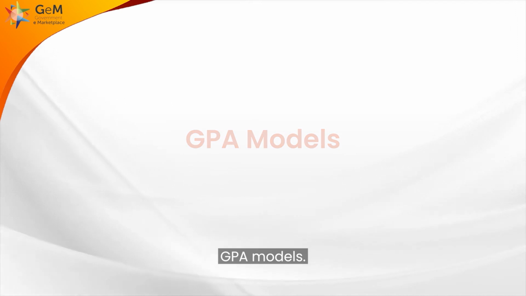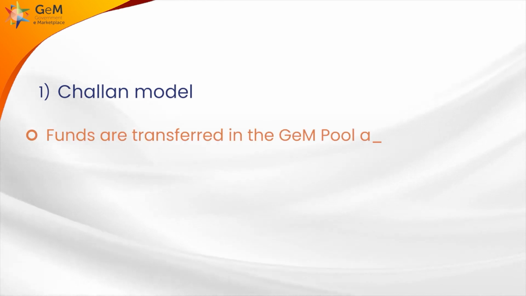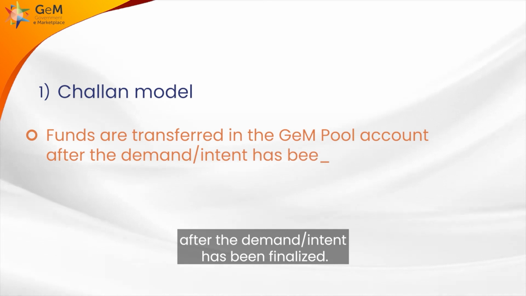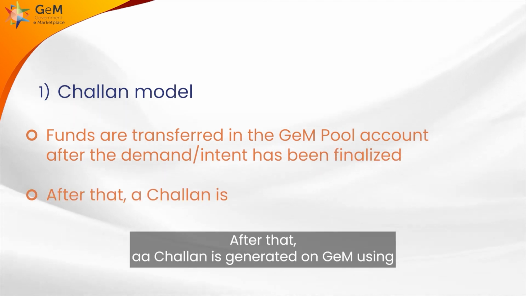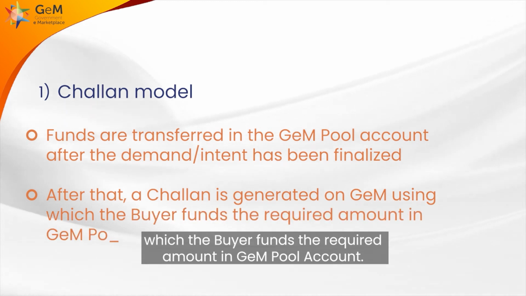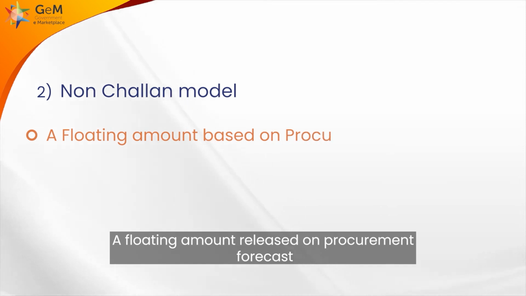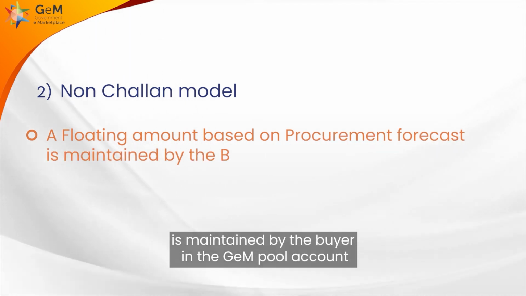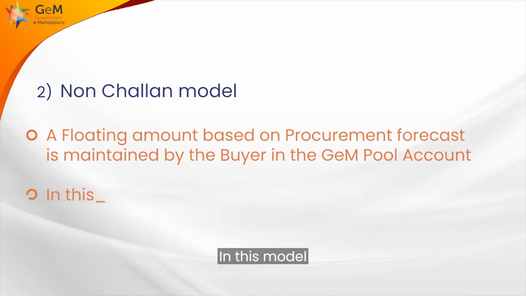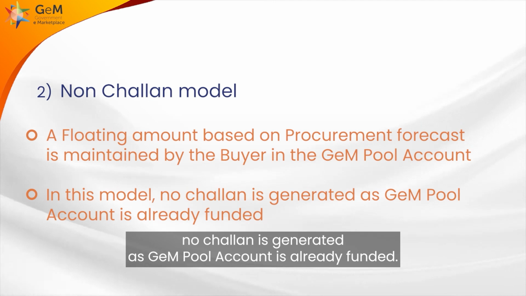GPA models. GPA has two models. 1. Challan model. Funds are transferred into the Gem Pool account after the demand or intent has been finalized. After that, a challan is generated on GEM, using which the buyer funds the required amount in the Gem Pool account. 2. Non-challan model. A floating amount released on procurement forecast is maintained by the buyer in the Gem Pool account. In this model, no challan is generated as the Gem Pool account is already funded.